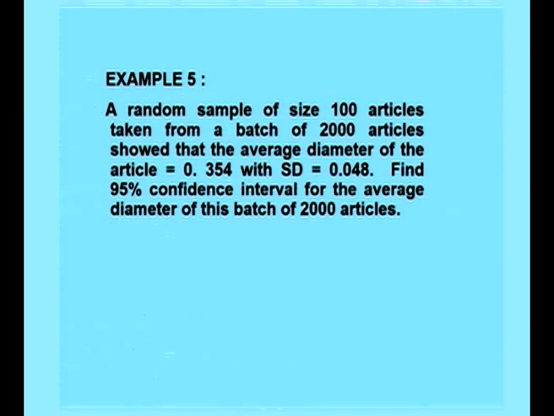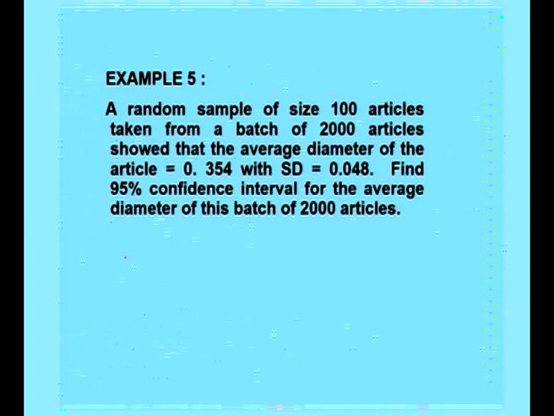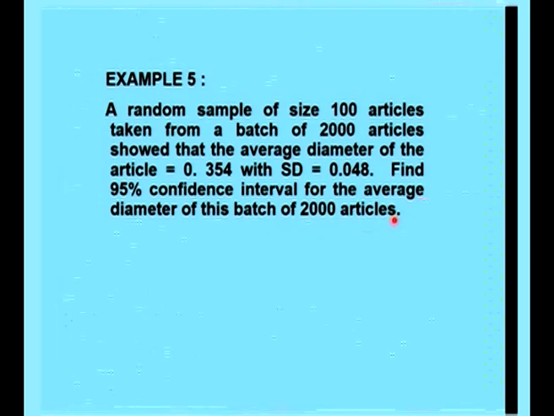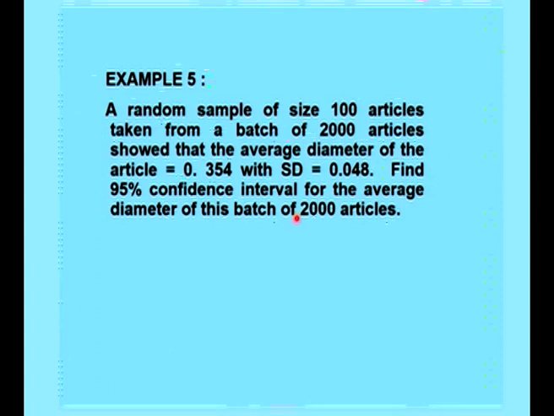This is a similar problem, but with a finite population. Let me see how this goes. A random sample of size 100 articles from a batch of 2000 articles showed that the average diameter of the article is 0.354 with a standard deviation of 0.048. Find the 95% confidence interval for the average diameter of this batch of 2000 articles. Here the sample of 100 articles has been taken from a finite population of 2000 articles. So, your standard error will differ.